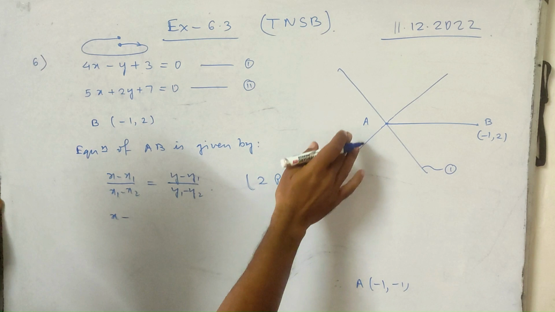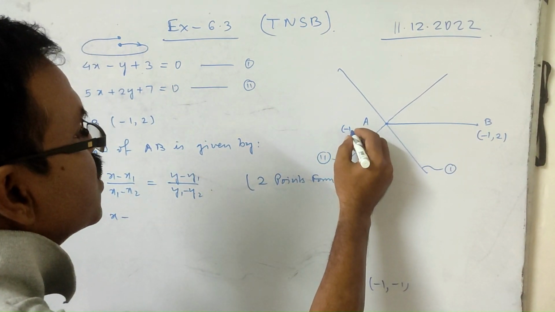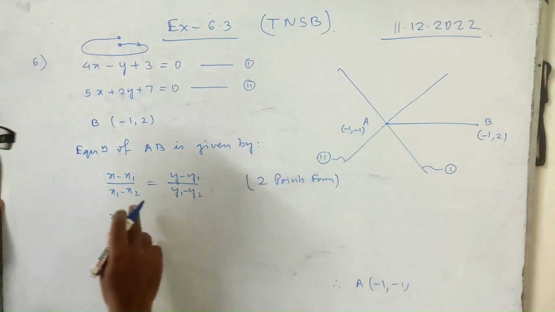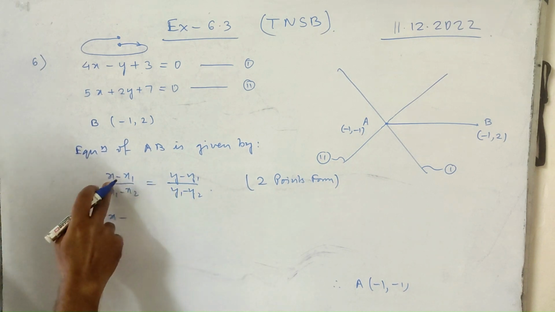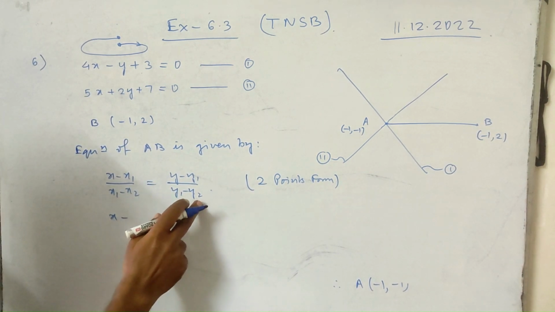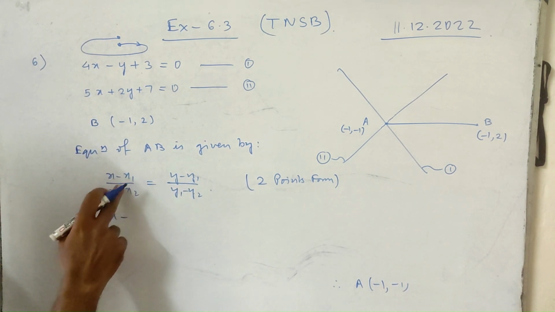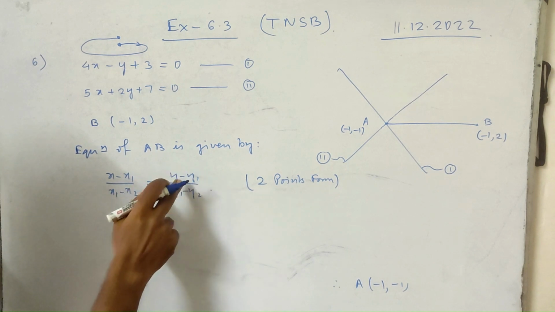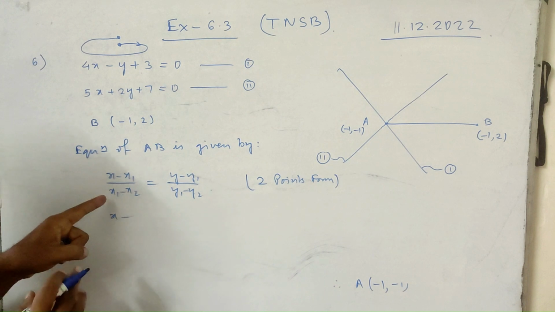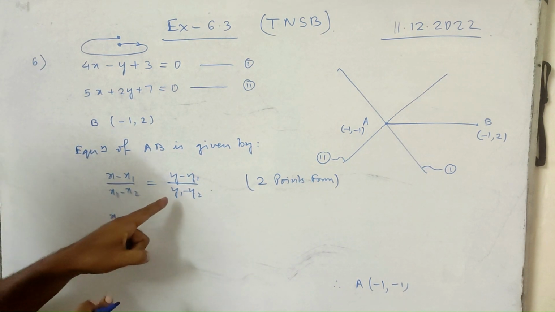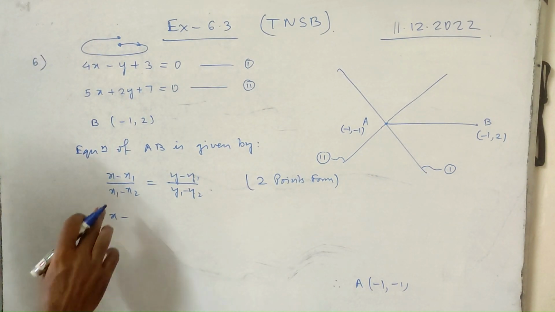x minus x1: I can take this as x1 or this as x1, whichever you want, but the order should be proper. Here it is x minus x1, and on this side y minus y1, x1 minus x2, y1 minus y2. Understood? See the order: x minus x1, x1 minus x2; here also the same thing, y minus y1, y1 minus y2. If you write x1 minus x2 here and y2 minus y1 there, then the answer will be wrong. It won't be correct. So this order should be proper.